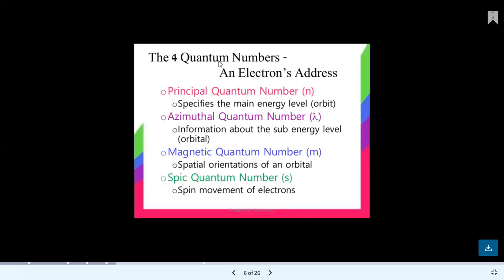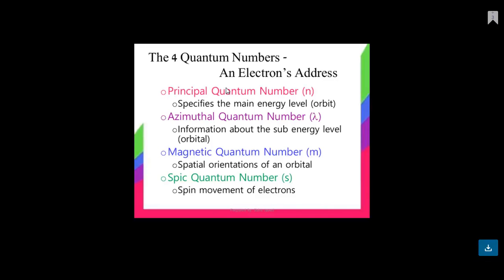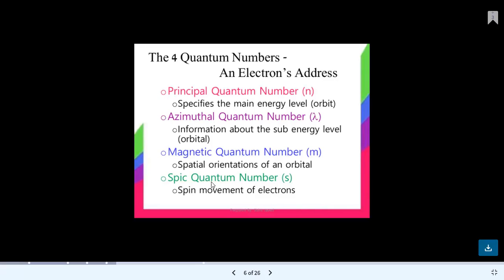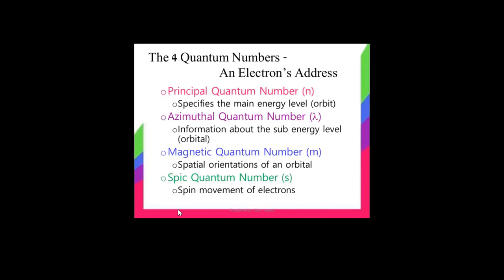Now, there are 4 quantum numbers. And as I told you, this is like the electron's address. This is where you can locate an electron. This is what describes the position and the amount of energy of an electron. Actually, the position of an electron depends on how much energy they have. If they have very low energy, they will be close to the nucleus. If they have a large amount of energy, they will be further from the nucleus.